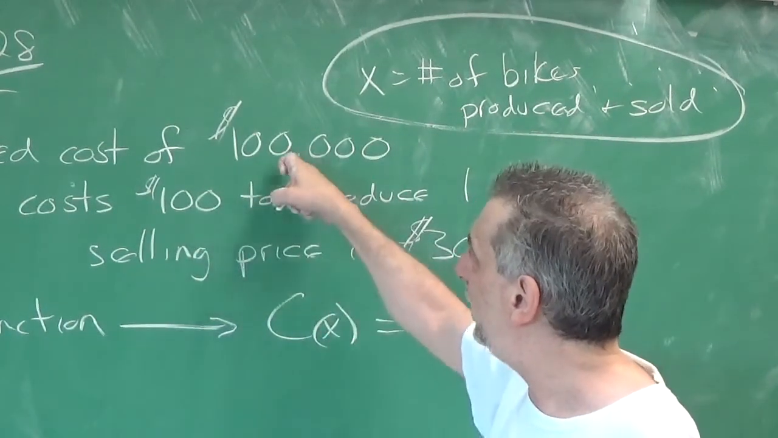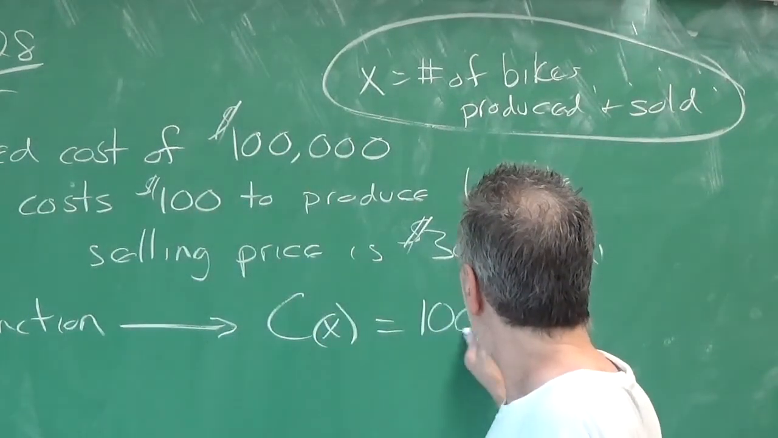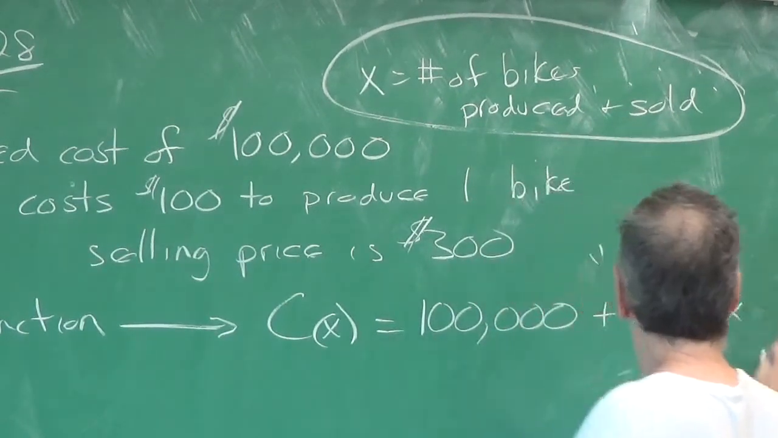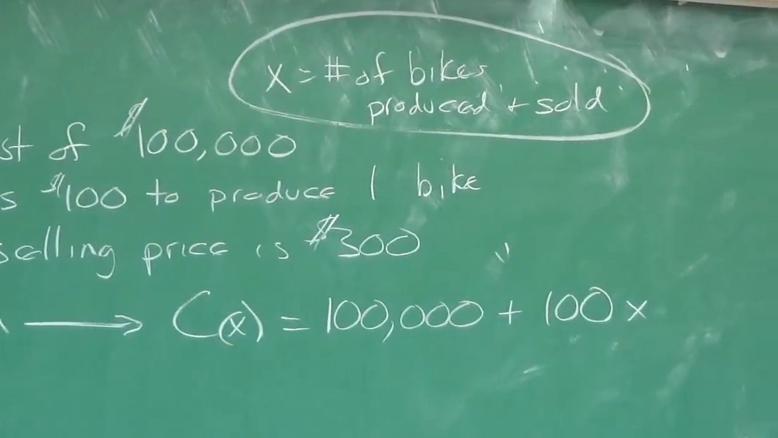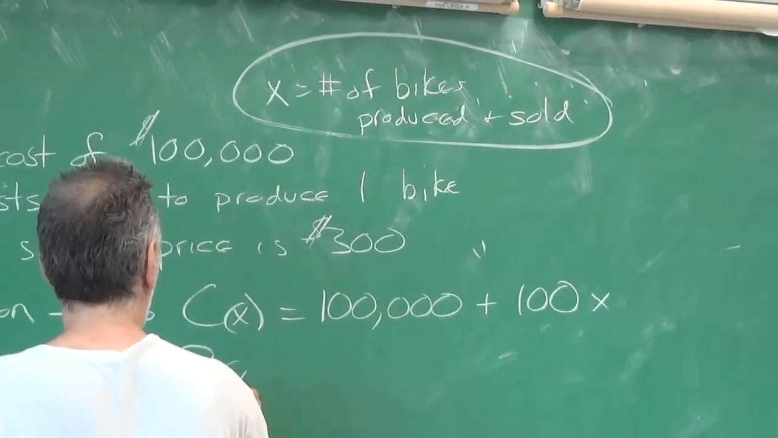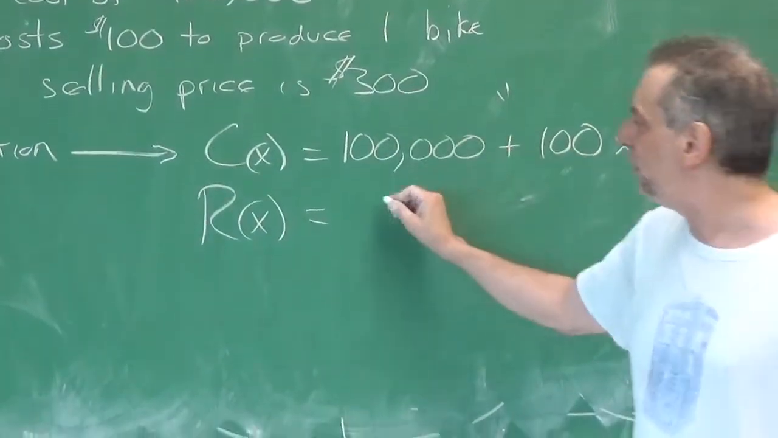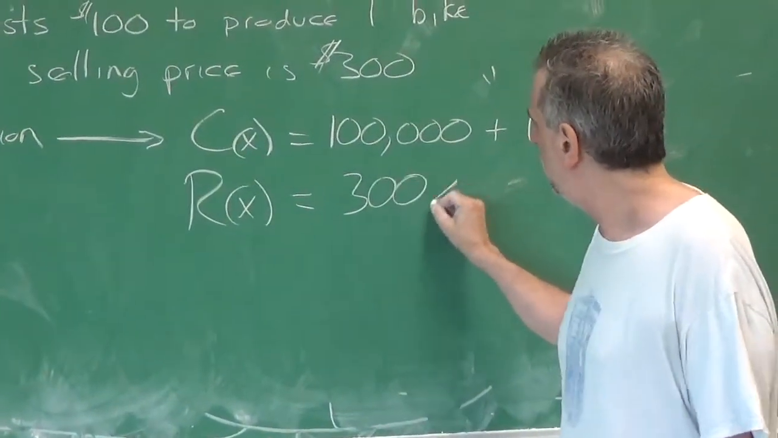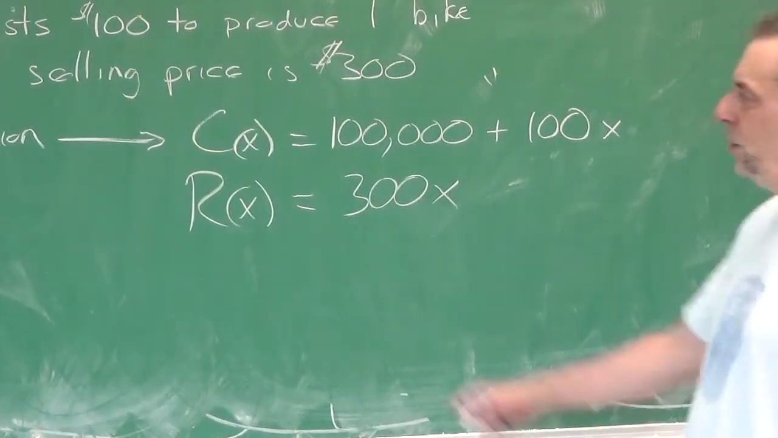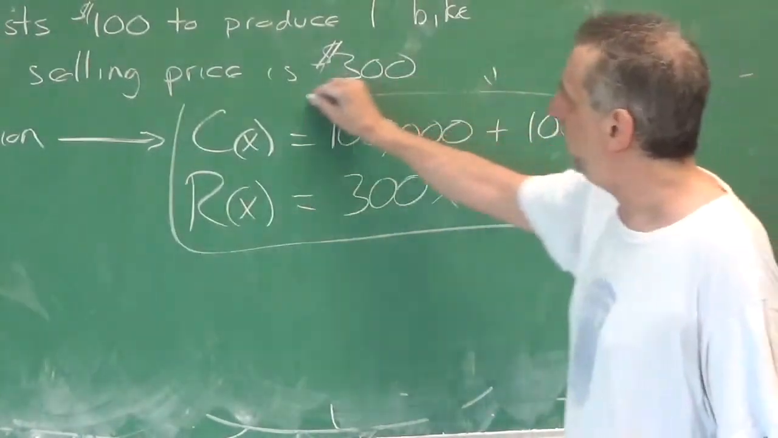For cost, it's going to be this original cost, and then $100 for each bike. So $100,000 plus 100 for each bike. Revenue is 300 per bike, right? Each bike we sell, we get $300. So all we've got to do is set these two equal to each other and solve for x to get our break-even point.